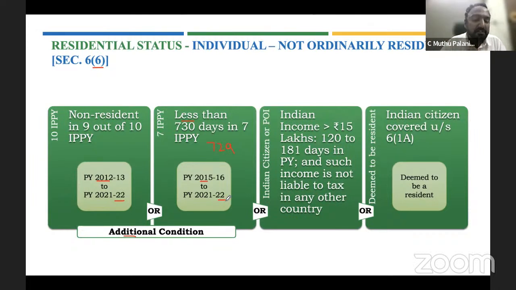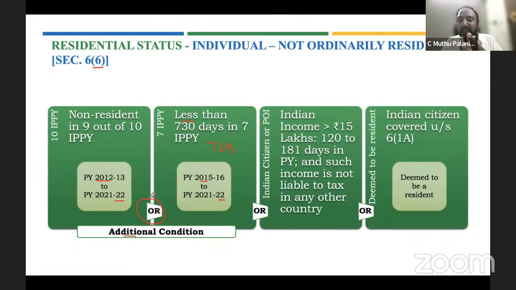What is the reverse condition of this days? If you are in India for 730 days or more in 7 immediately preceding previous years. So according to the notes that I have prepared, if you have satisfied one, you are not ordinary resident. According to this slide, if you have satisfied any one, you will be treated as not ordinary resident. If you have satisfied none, then you will be called ordinary resident.